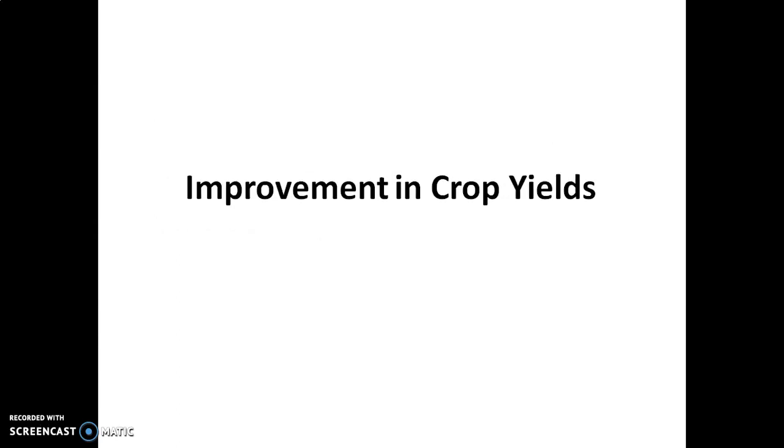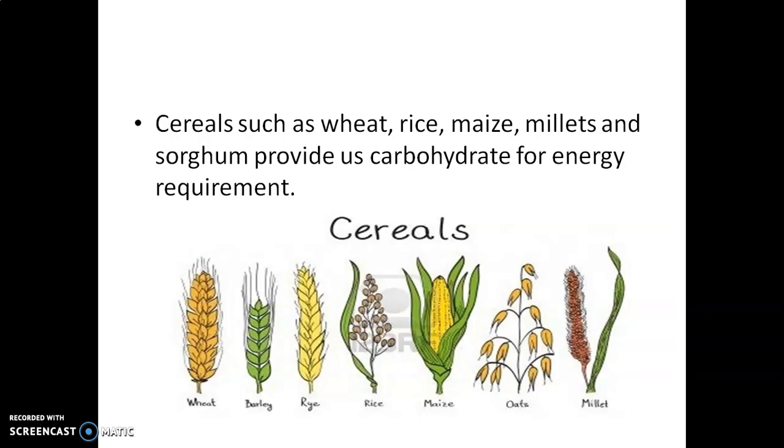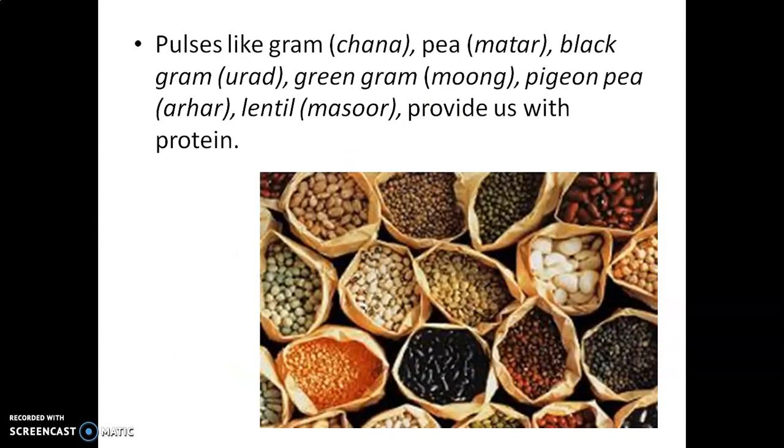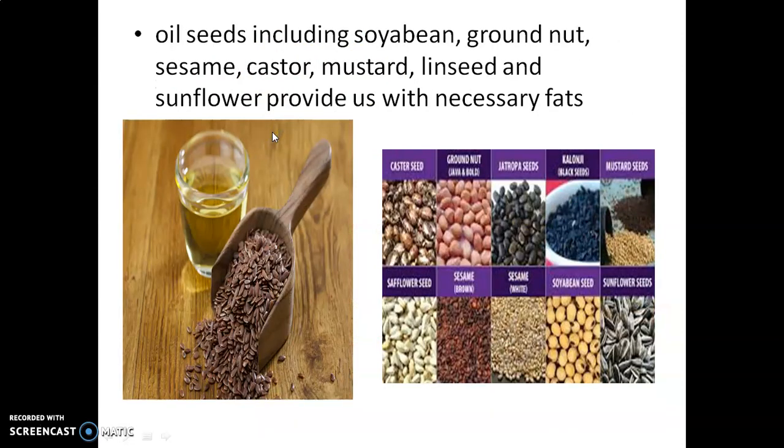Okay, so how can we improve the crop yield? Children, cereals such as wheat, rice, maize, millets and sorghum provide us carbohydrate for energy requirements. Then pulses like gram, pea, black gram, green gram, pigeon pea, lentil provide us with protein. And oil seeds including soya bean, groundnut, sesame, castor, mustard, linseed and sunflower provide us with necessary fats.